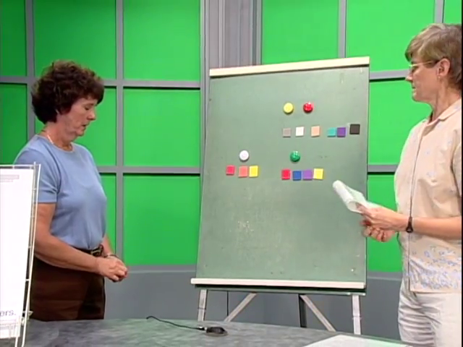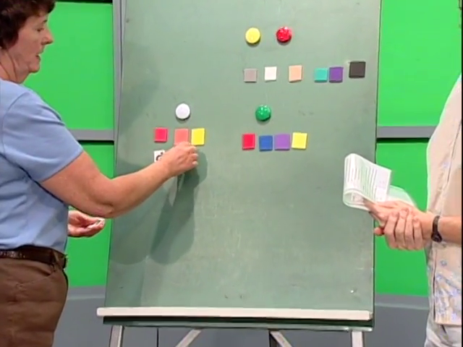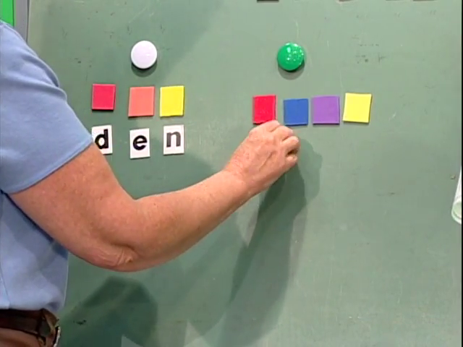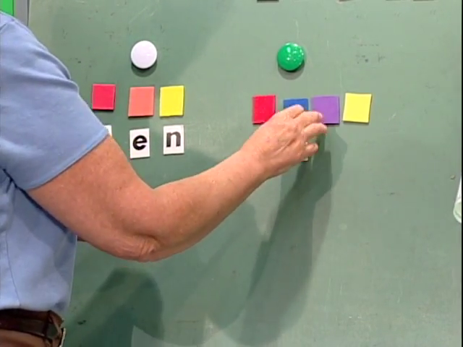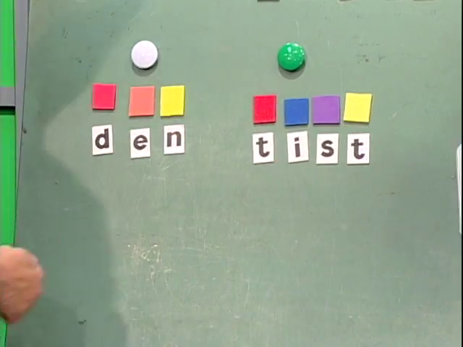Okay, and now we're going to attach the spelling to these sounds. So as you say each sound, give it its letter. D, e, n, t, i, s, t. Very good. You can do this on paper, or you can have cutout letters in your little phonological awareness kit along with the markers. There are a number of ways that you can work with adding these letters.